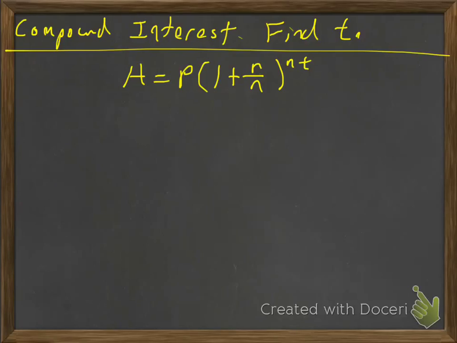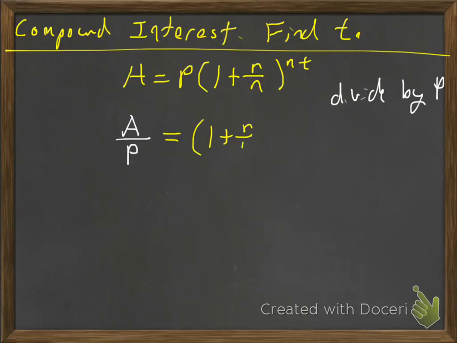And so what we're going to do is isolate the exponential part. That's the parentheses 1 plus r over n to the nt. So to do that, we're going to divide by p. So we'll have A over P, and that's going to be equal to 1 plus r over n to the nt. And we're solving for the time. The time is an exponent. So to solve for an exponent, we need to use a logarithm.